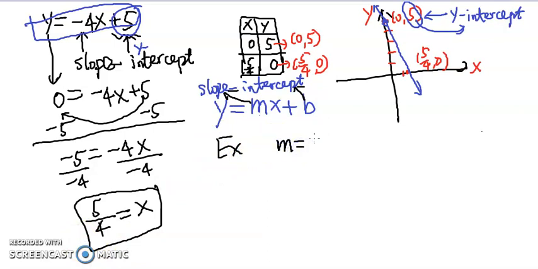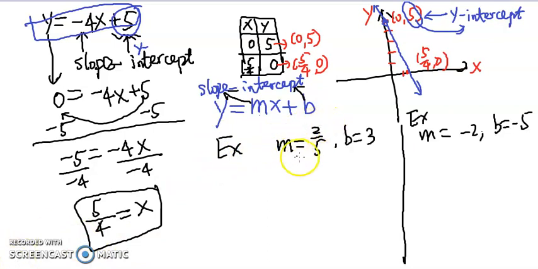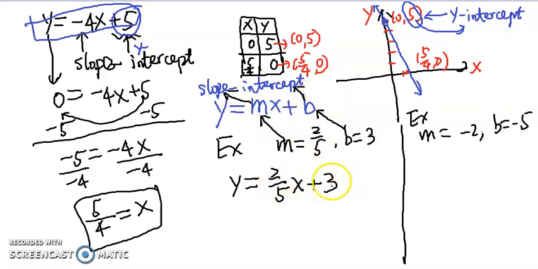So suppose we're given m, the slope, 2/5, and b, the y-intercept, is 3, and we want to find the equation of the line with this steepness that intersects the y-axis at 3. As long as we know the formula, all you have to do is plug in numbers. So we have y equals, replacing m with 2/5, times x plus b, which is 3. So that's the equation called slope-intercept form.